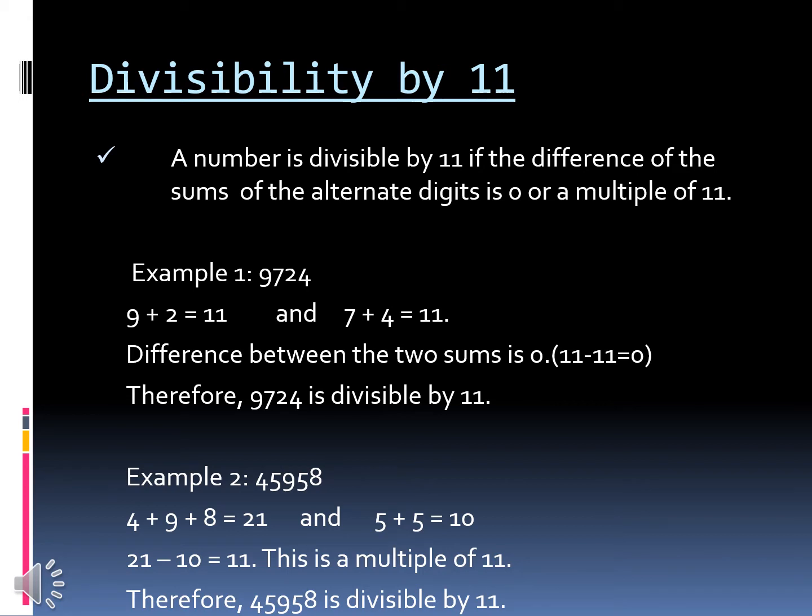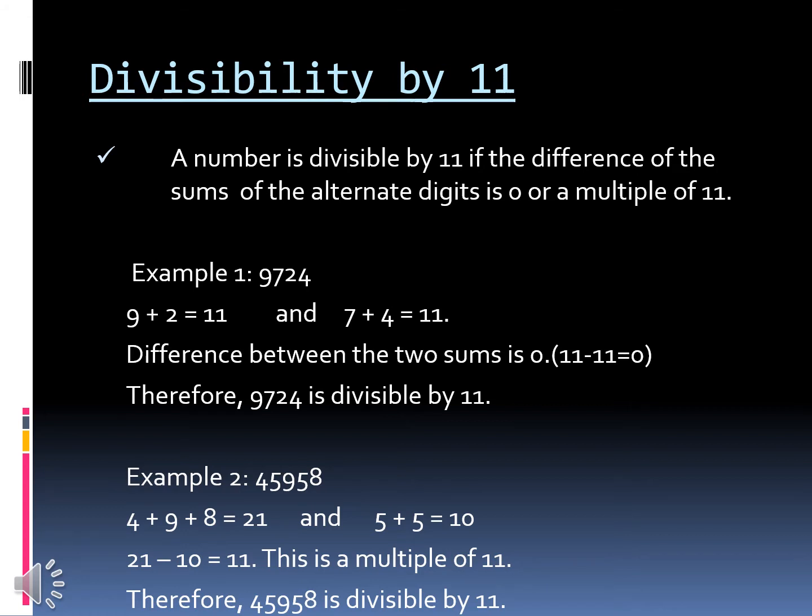So we find the sum of the alternate digits. The first sum is 9 plus 2, that is 11, and the second sum is 7 plus 4, that is again 11. The first step is done. The next step is to find the difference of the sums. Both the sums are 11, so the difference is 0. 11 minus 11 is 0. The rule is, if the difference is 0 or a multiple of 11, then the number is divisible by 11. In this case the difference is 0, so 9724 is divisible by 11.